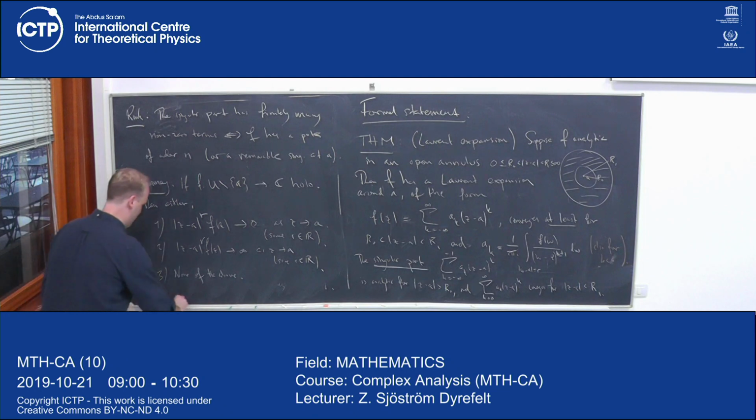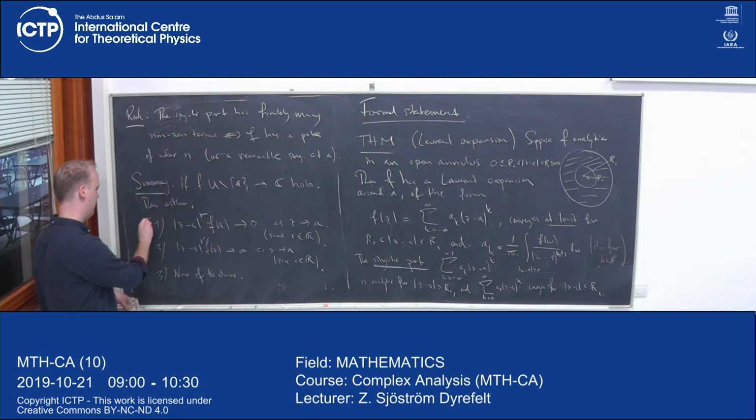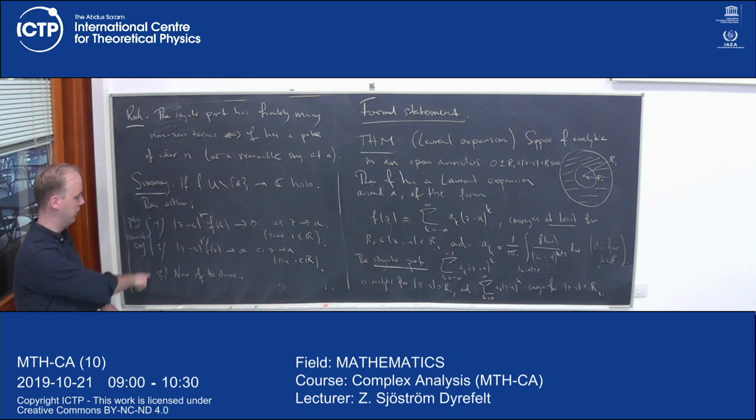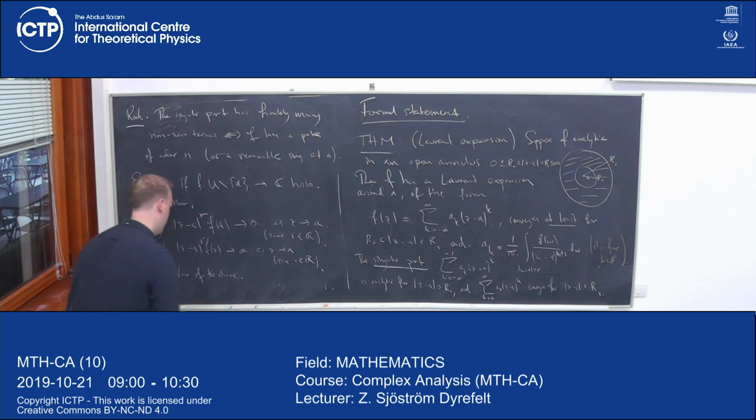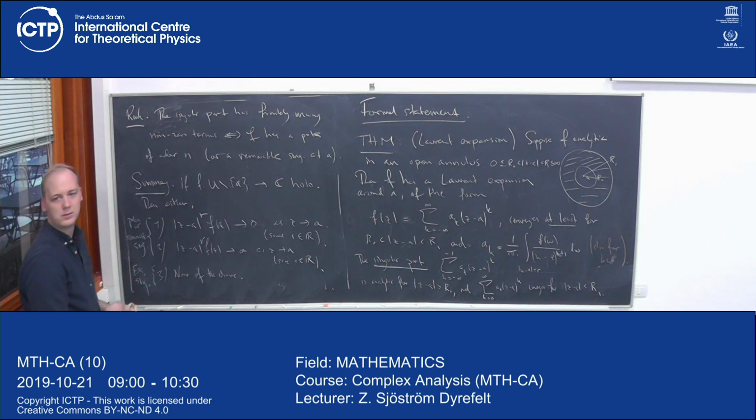So these first two would correspond to poles or removable singularities. They all fall into these first two categories, and this third one corresponds to the essential singularities. So this is when the function is somehow more wild than having this kind of behavior.